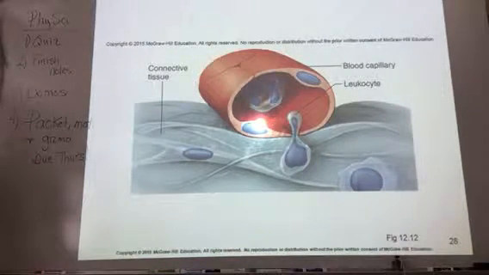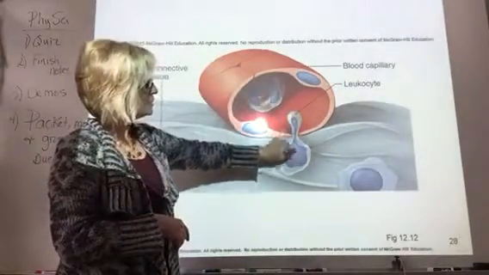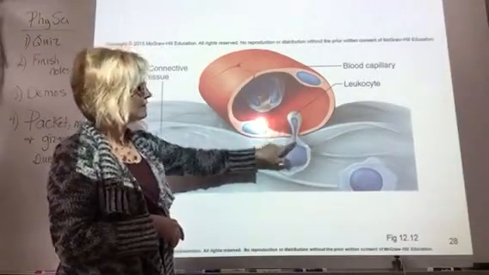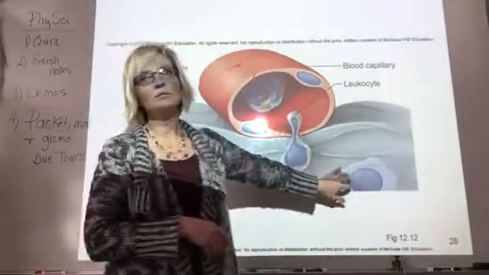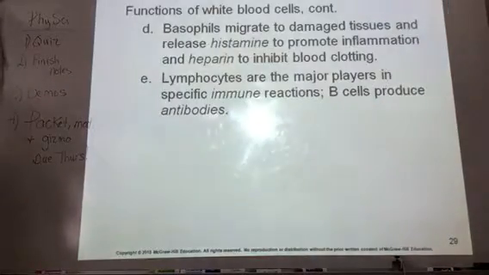Here is just a picture of diapedesis. So here I have large white blood cells, and they can squeeze through and leave the blood vessel and end up in surrounding tissue that is close to the blood vessel. They're not going to travel a real long distance.